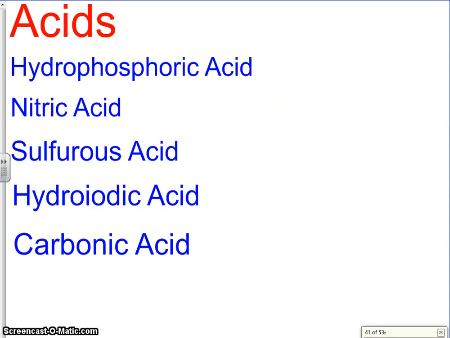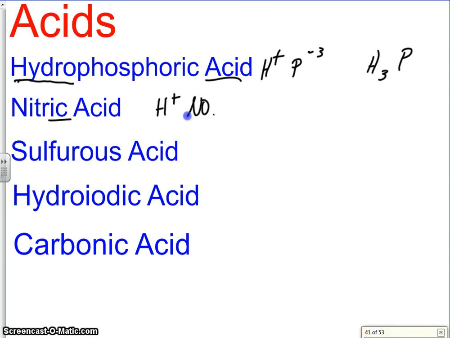Let's see if we can identify them all together, all mixed up. The first one, notice hydro is at the front. Hydro tells us it is a binary acid. It tells us we're looking at the periodic table, not our polyatomic ion list. Hydrophosphoric tells us we're dealing with phosphorus, -3. Acid tells us hydrogen. Cross and swap, H3P is hydrophosphoric acid. Nitric acid, notice no hydro tells us polyatomic ion. Ic says it came from ate. So hydrogen out in front because of the acid. NO3 for nitrate, cross and swap, HNO3.